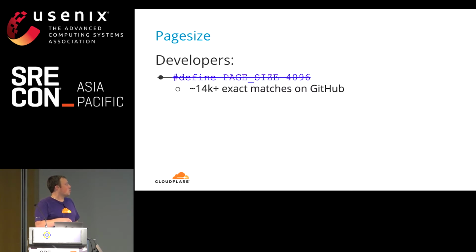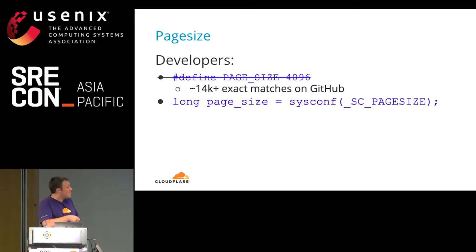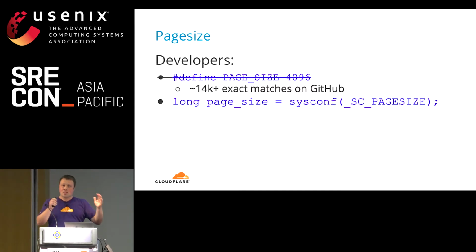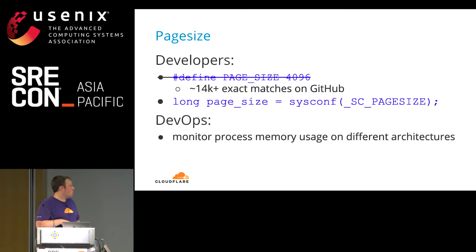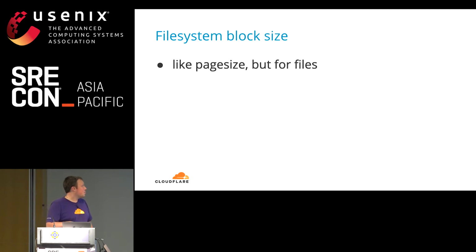There are 14,000 exact string matches on GitHub, which shows people do this. Do this instead: just ask your operating system, what is my current page size? And build your algorithm on top. Or even if your algorithm is tightly bound to 4K pages, check this at the start of your process and error out, saying this software runs efficiently only on 4K pages, or even a log warning would be fine. As DevOps, we have to monitor process memory use on different architectures, compare them, and search for anomalies.